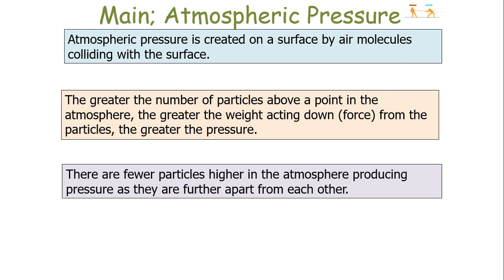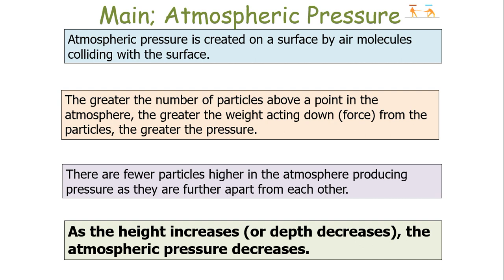Now, the greater the number of particles above a point in the atmosphere, the greater the weight acting down and producing a force. Okay, so the greater the pressure, and secondly, there are fewer particles higher in the atmosphere producing pressure as they are further apart from each other. Now, these two reasons lead to one key concept. As the height increases, the atmospheric pressure decreases. So the higher up you go in the atmosphere, the higher up you go from the surface of the Earth, the lower the atmospheric pressure becomes.